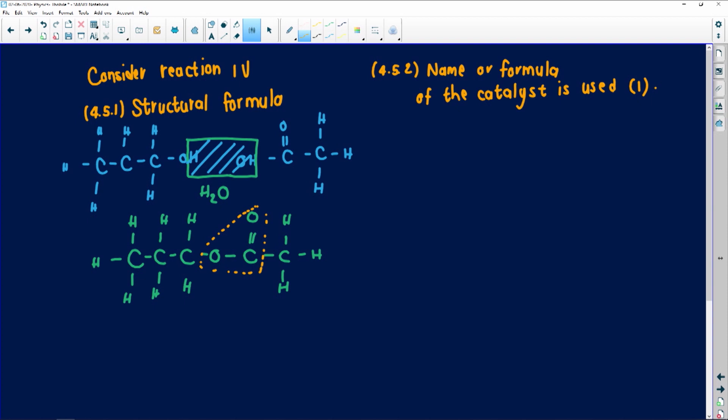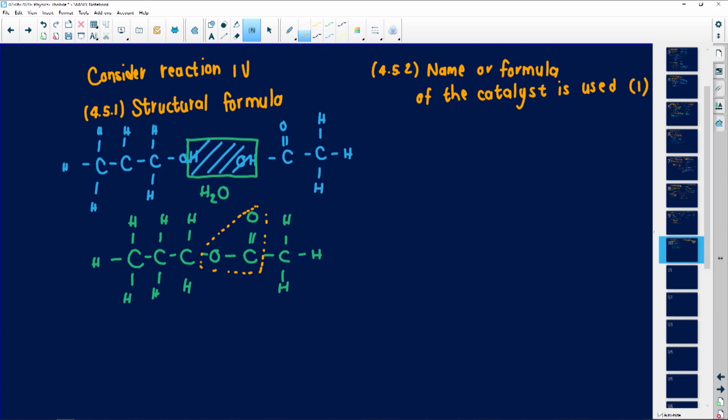For example, if you are hosting a braai at home and the fire is taking forever, then you can add fire lighters into your fire to speed it up. But your meat is not actually coated in the fire lighters. It just speeds up the heat or the fire that you are trying to make. That is then a catalyst. It speeds up the reaction without actually taking part. So now they are asking us to name or give the formula of the catalyst that is used.